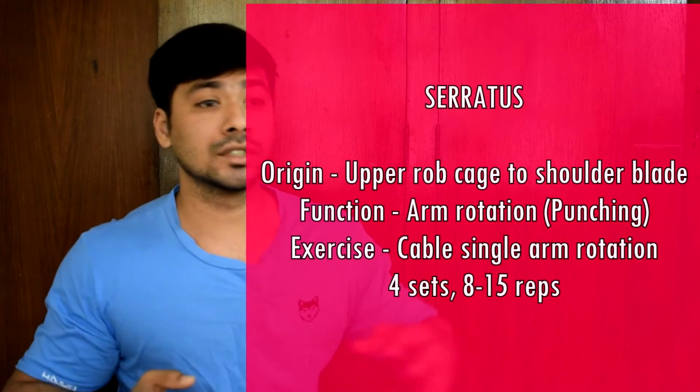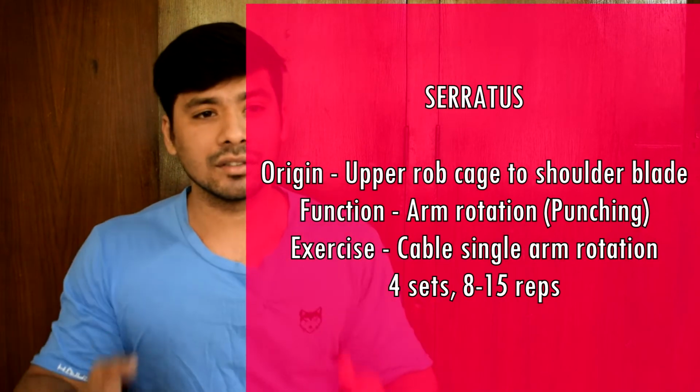And the biggest function of this muscle group is something that resembles throwing a punch, and that is why this is also called a boxer's muscle. So when you rotate your arm like this, when you're actually throwing a punch, that's when you can actually feel the serratus working, and this is how you're supposed to train them also.